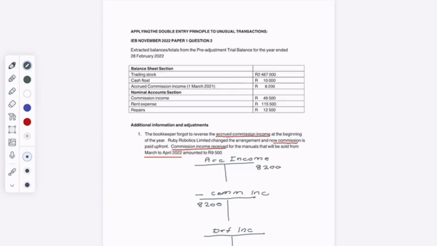Moving on, we are told that they've changed the arrangement and now commission is paid up front. Commission income received for the manuals that will be sold March to April amounted to 9,500 Rand. So therefore, whatever is sitting in this commission income, we don't worry about the amount. Part of it relates to next year. So we've got to subtract that. So we're going to debit commission income 9,200 and we're going to credit deferred income 9,200. And there you've got your double entry principle.